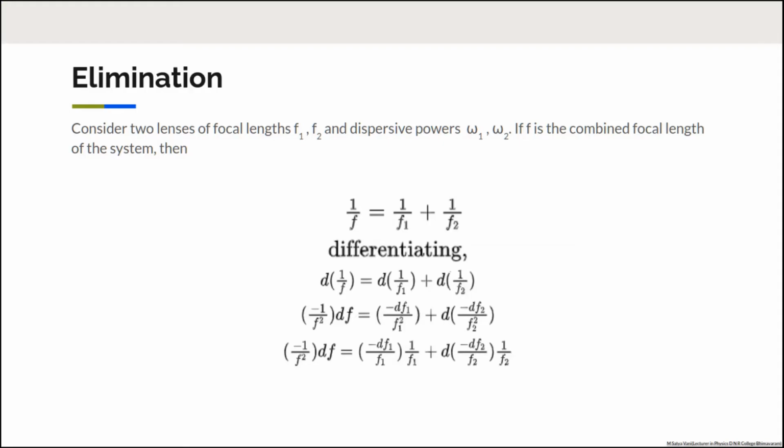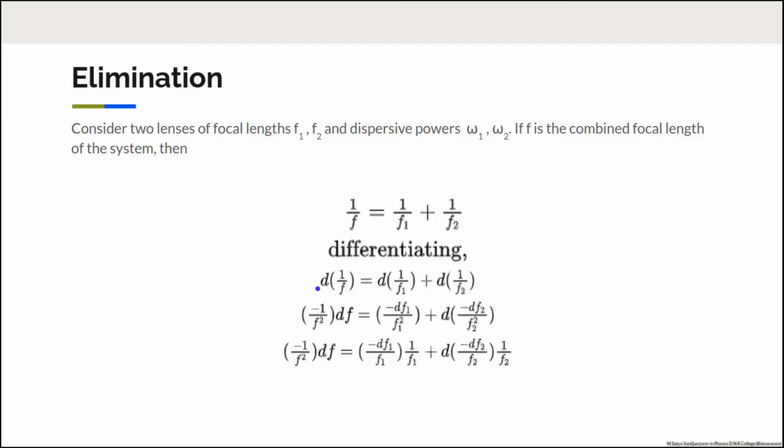For this purpose, consider 2 lenses of focal lengths f1 and f2 and dispersive powers omega 1 and omega 2. If f is the combined focal length of the doublet, then we know that when the 2 lenses are in contact, 1 by f is equal to 1 by f1 plus 1 by f2. Differentiating this equation, we get this equation.